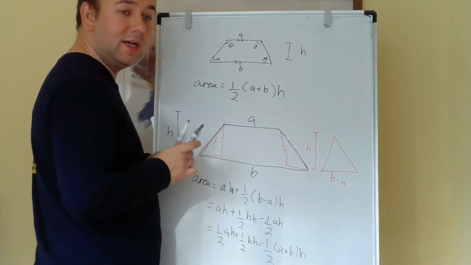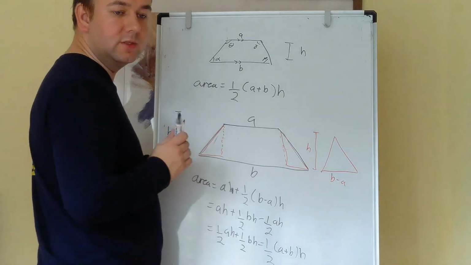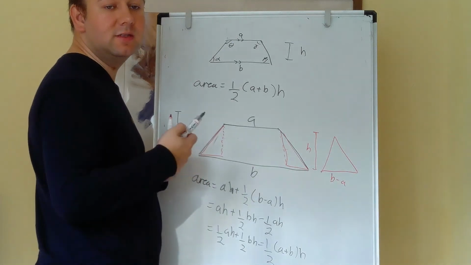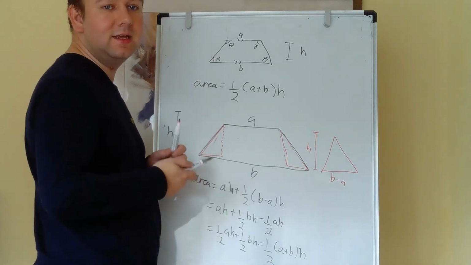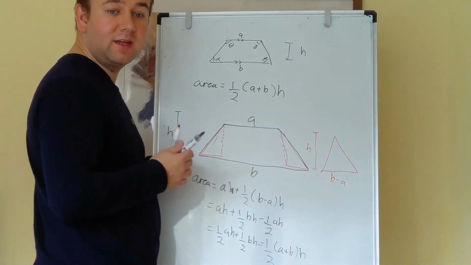So that's how you calculate the areas of the different types of quadrilaterals. So in the next video we'll look at general polygons, so things like pentagons, octagons, hexagons, and just higher sided shapes.